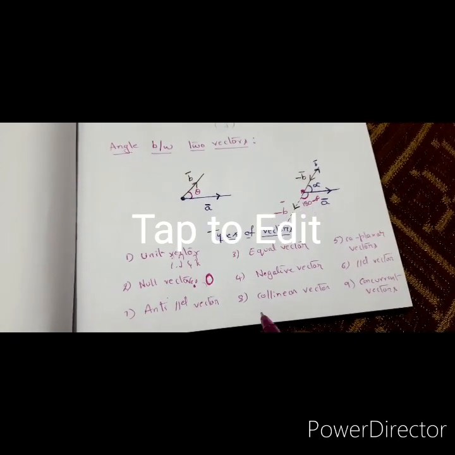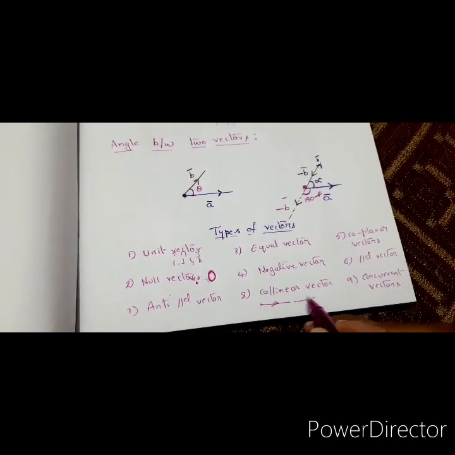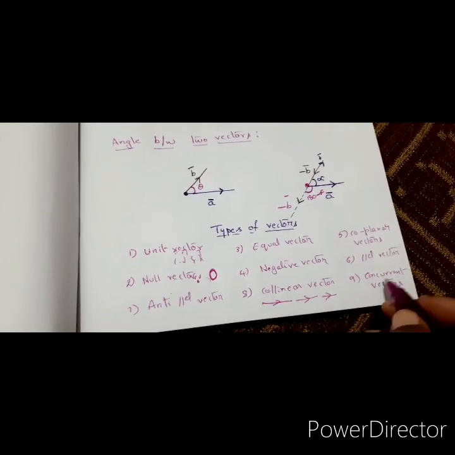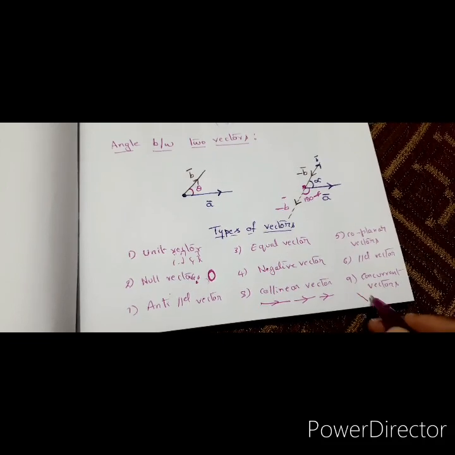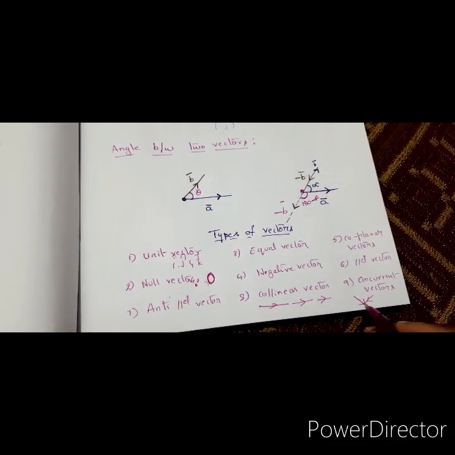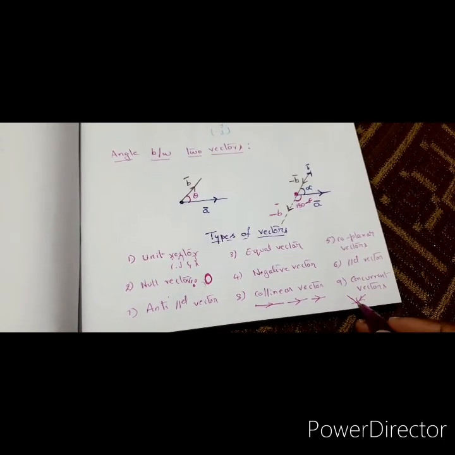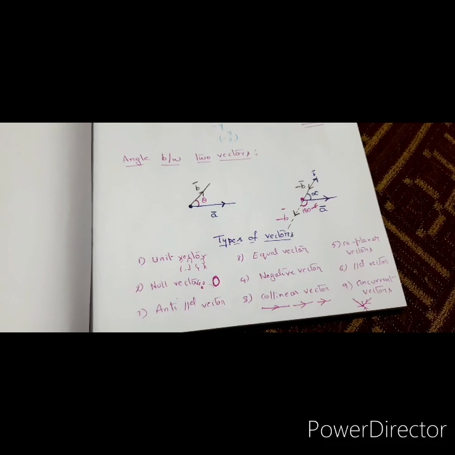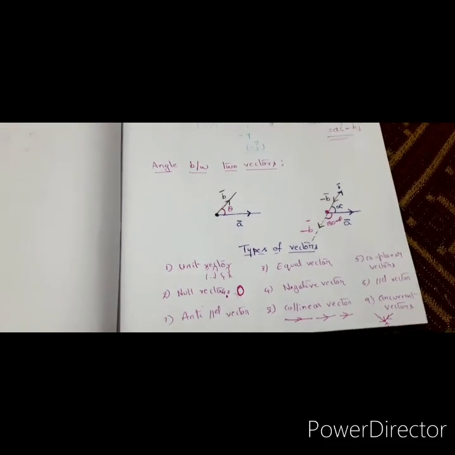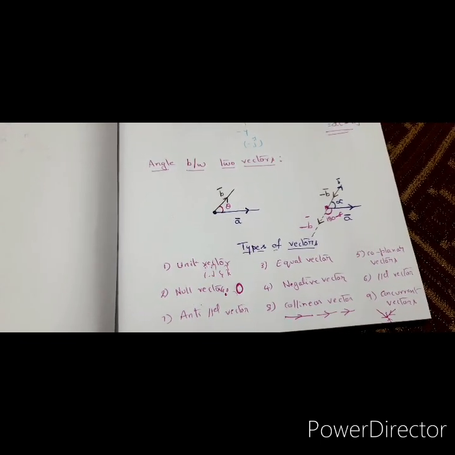When all the vectors fall along the same line, we call them collinear vectors. And concurrent vectors, just what we discussed: if the point of action of the vectors is the same, then we say they are concurrent vectors. All these are the things which help you a lot in understanding the problem and solving the numericals.